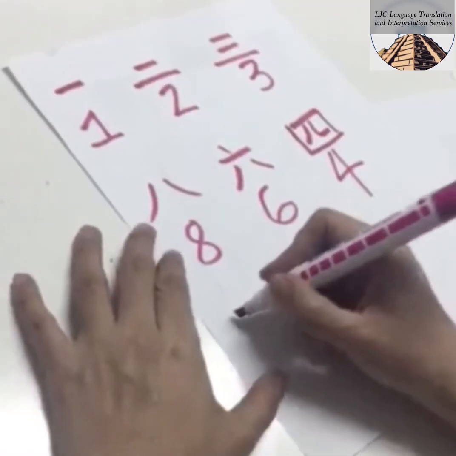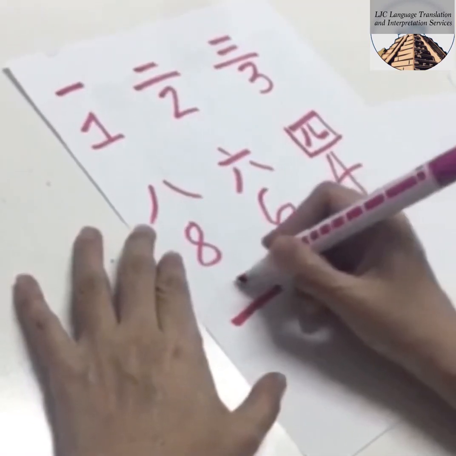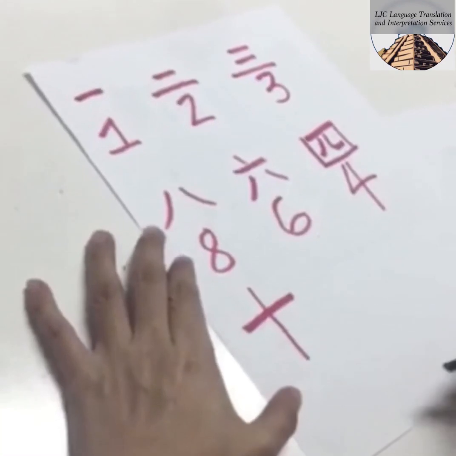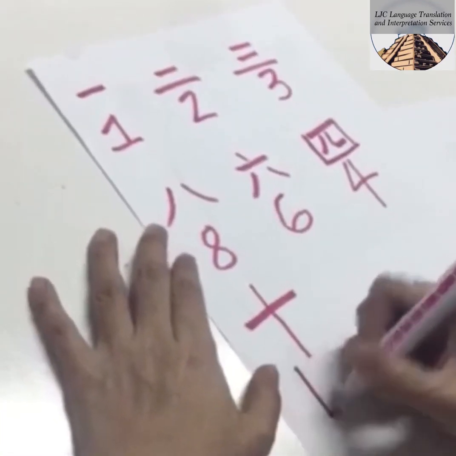Is 10. Just remember the cross or the plus sign.